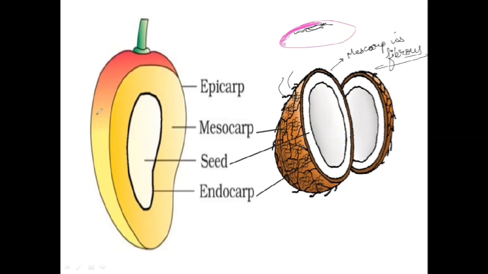Clear? Inside the mesocarp, the solid part which we break before eating the coconut is the endocarp. This one is the endocarp. I'll show with some light color. I'll choose yellow. This is the endocarp, guys. This is the endocarp, complete endocarp, which is stony again.